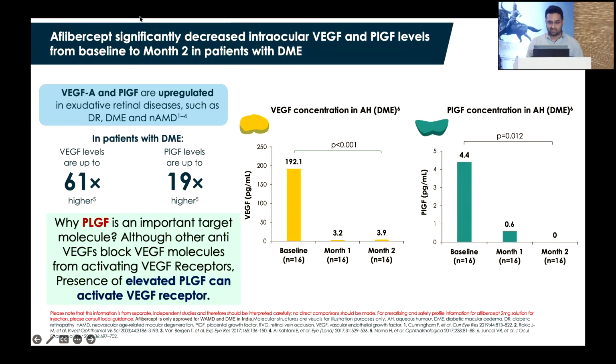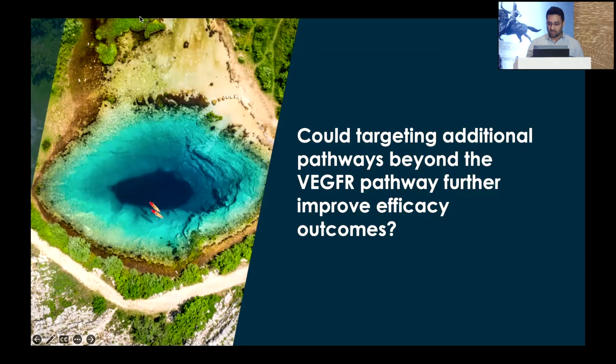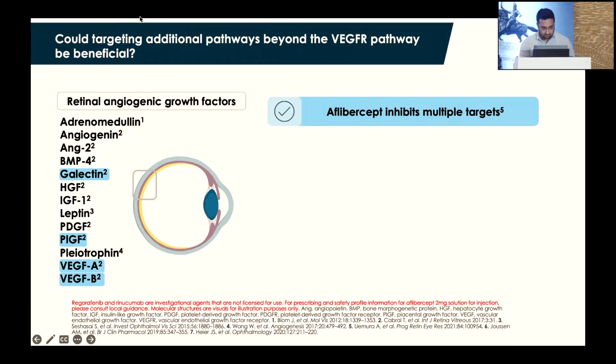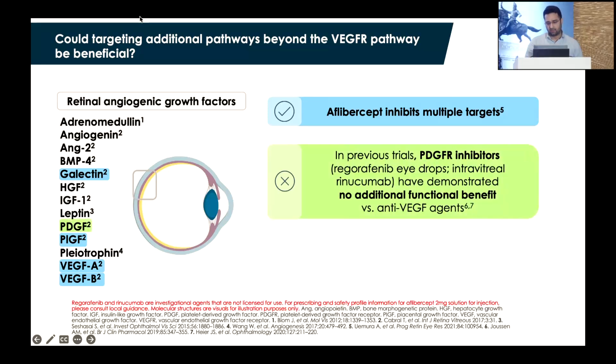We know that there is a great fold increase in DME of these VEGF and PLGF levels, which comes down to a significant level with just one shot. But again here, as long as PLGF is not targeted, it again upregulates the VEGF. So hence it's important to target PLGF as well. Now, could targeting additional pathways beyond VEGF result in improved efficacy or outcomes? There are all these different molecules that you can target. Aflibercept targets these 4, and there have been studies targeting the platelet-derived growth factors with eye drops and intravitreal injections, and they've shown no extra benefit.